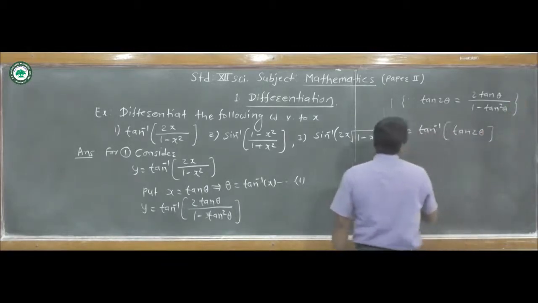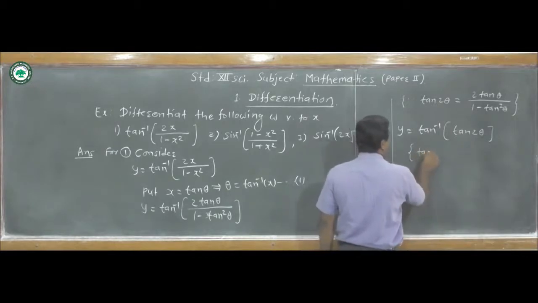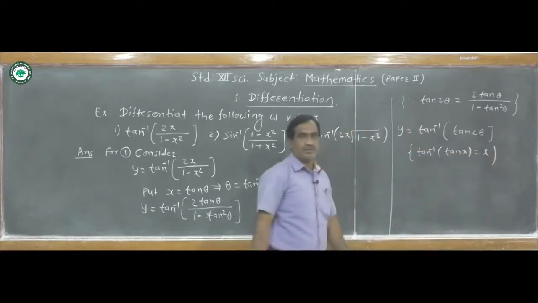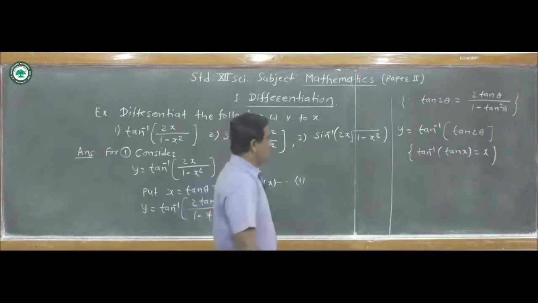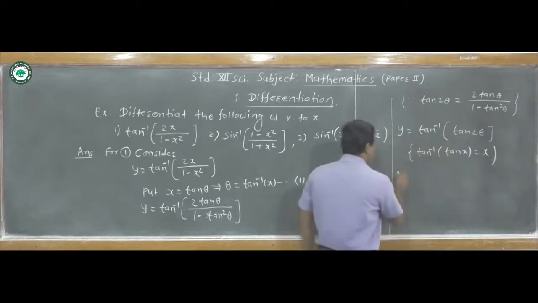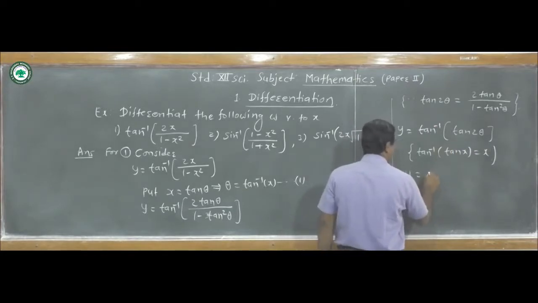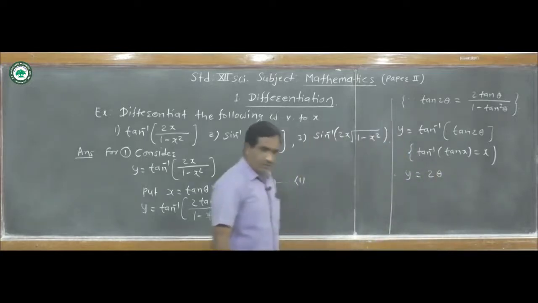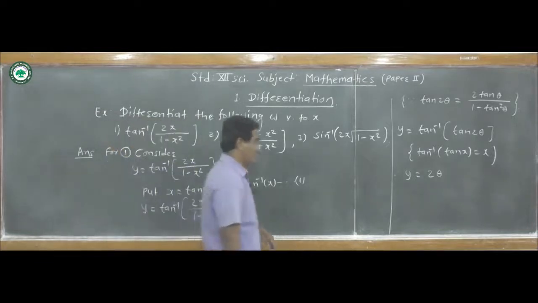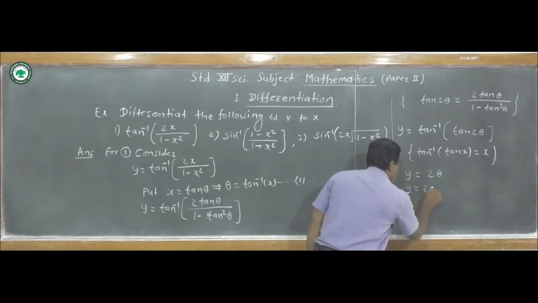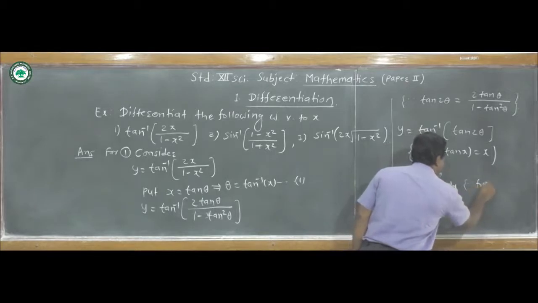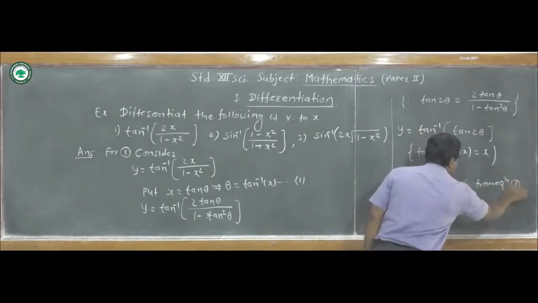Okay. Now also we know that formula tan inverse of tan x is equal to x. Using this formula we can write the value of tan inverse of tan 2 theta is 2 theta. Therefore we get here y is equal to 2 theta. Now here put the value of theta from equation first. Theta is equal to tan inverse x. Therefore we get y is equal to 2 into tan inverse of x, from equation 1.